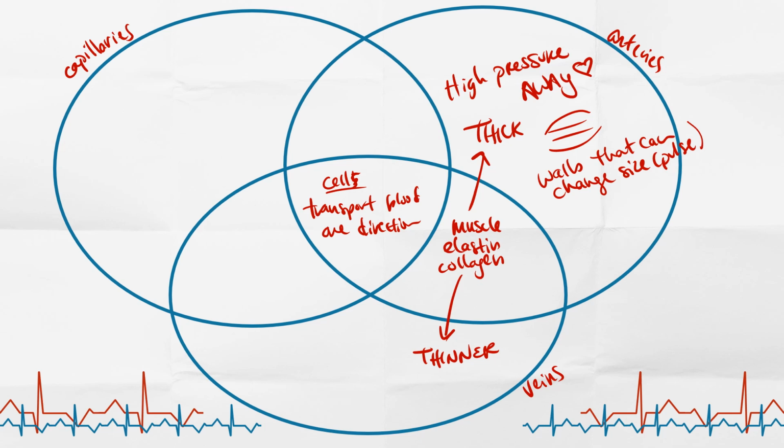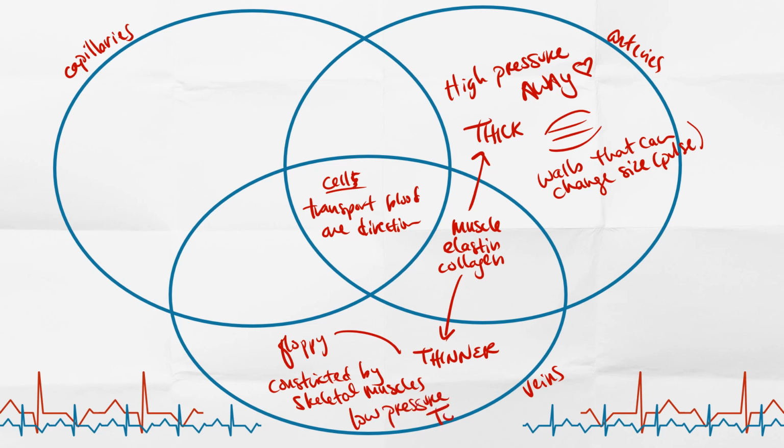The veins don't do that. The veins are super floppy because they have that thinner muscle and elastin and collagen wall. But that floppiness allows them to be constricted by skeletal muscle. When we work out, our muscles squeeze on those veins to help the veins take the blood at low pressure back to the heart. And veins also have those super cool valves to prevent backflow of the blood because we want that blood moving always in one direction.